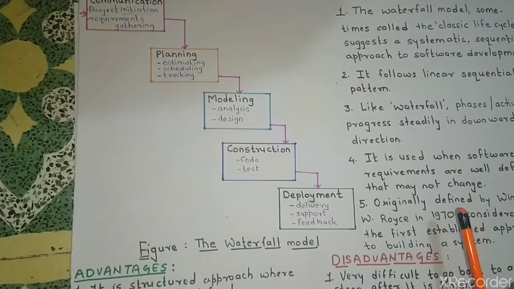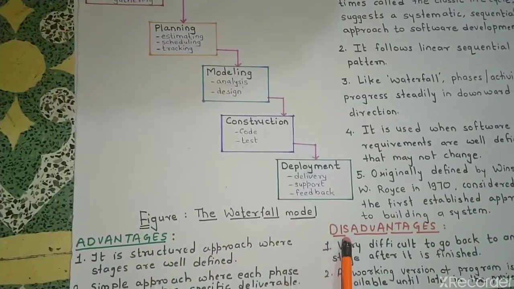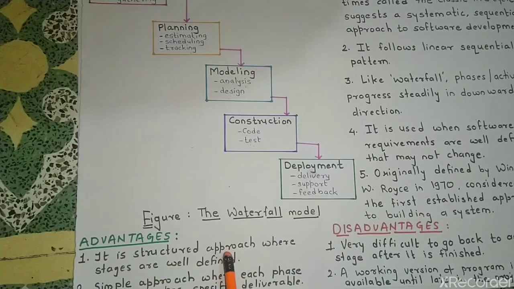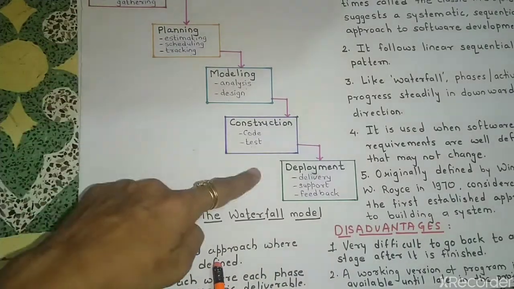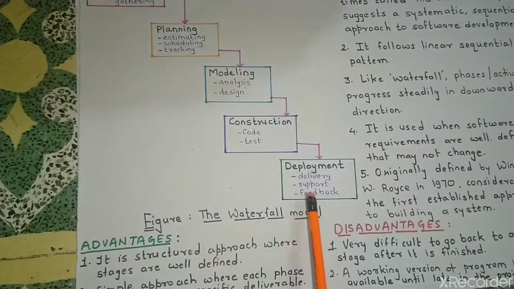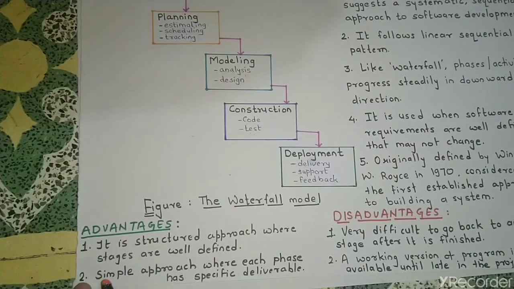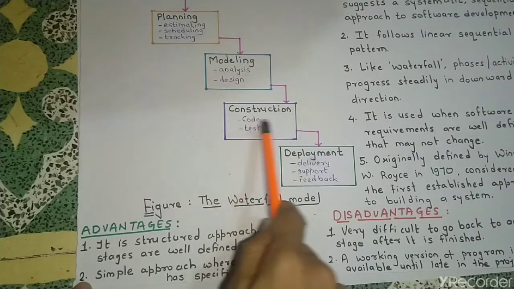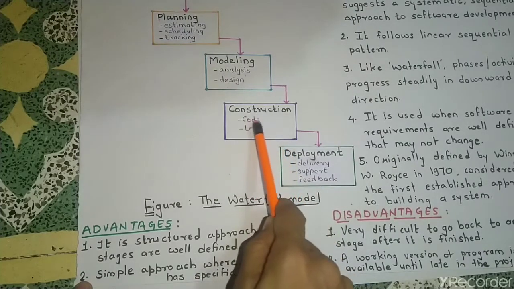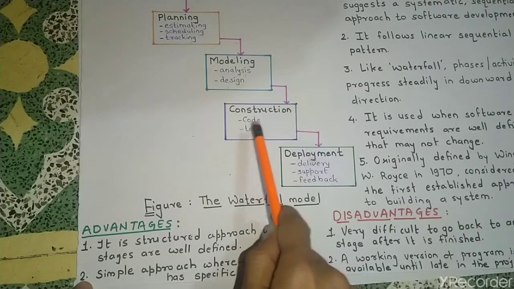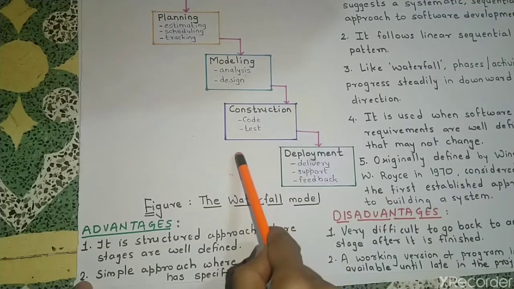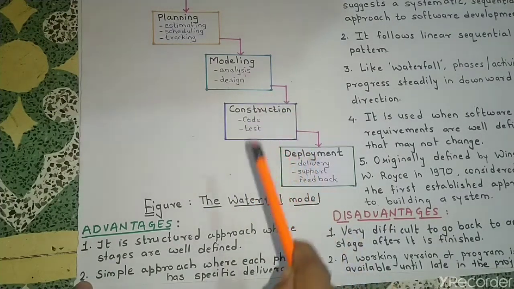So what are the advantages? The advantages are that it is a structured approach where stages are well defined. In each stage we know what task we have to do. It is a simple approach where each phase has a specific deliverable. The deliverable is that after each phase we know that we are going to get a document where code is written. We are going to get a document where it is written that this piece of code has passed the test.